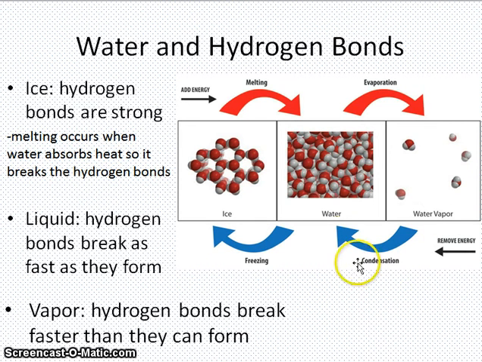When you remove that energy, the opposite happens. When you remove energy from water vapor, then the hydrogen bonds begin to form again. So they still break, but they're forming just as fast. When you remove energy from that, you're freezing it. And so then it becomes like a crystallized shape, and the hydrogen bonds become really, really strong.